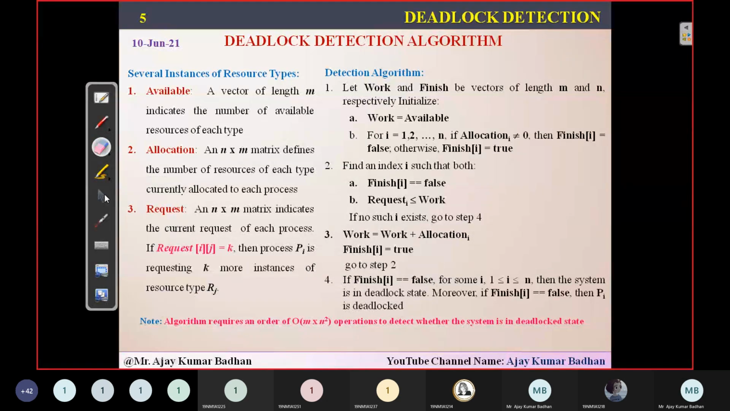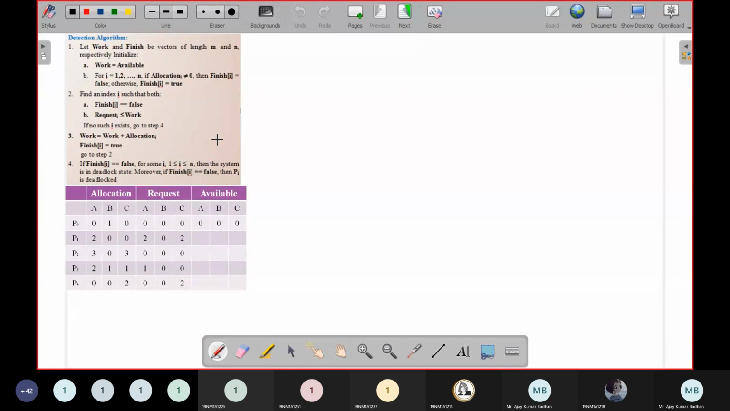I'll just explain this with an example here so that it becomes easy for you to understand. This is the table I'm taking here, where we have processes P0 to P4. So that means we have a total of 5 processes in this particular example.